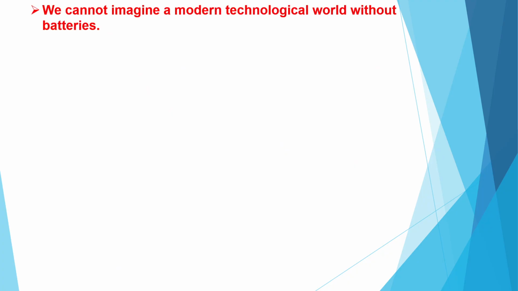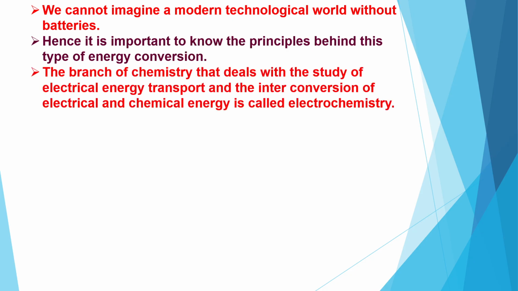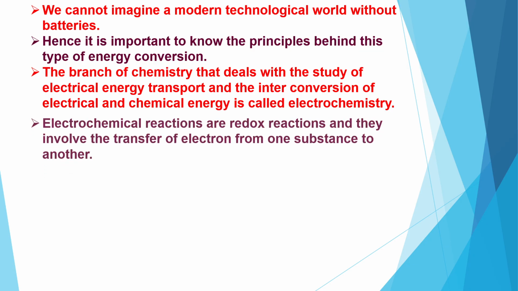Now, in this modern technological world, without batteries, we cannot imagine anything. So it is very important to know the principles behind the energy conversions, what is happening inside a cell. The branch of chemistry that deals with the study of electrical energy transport and interconversions of electrical and chemical energy is called electrochemistry.